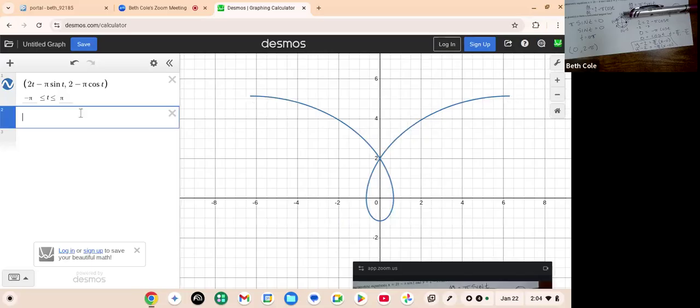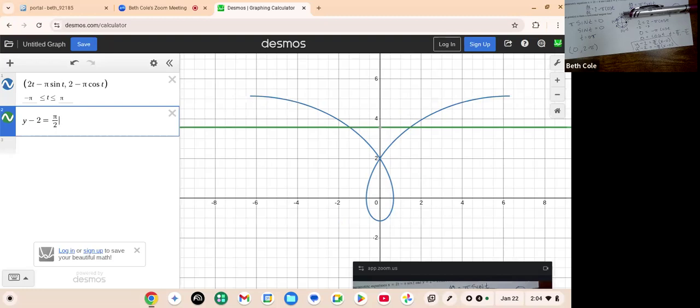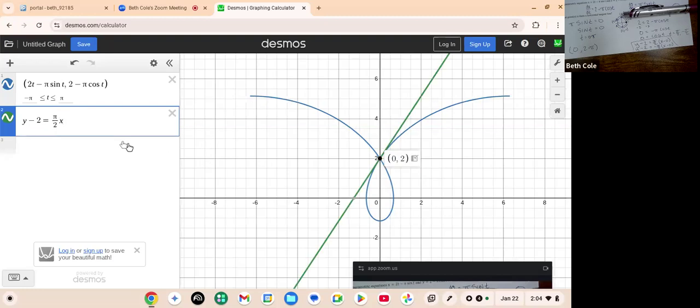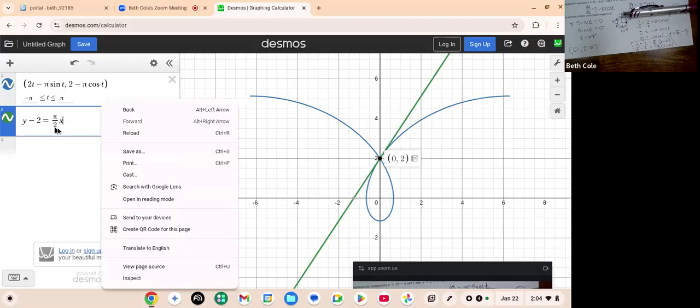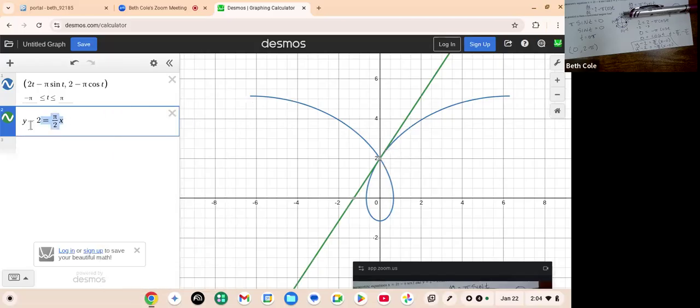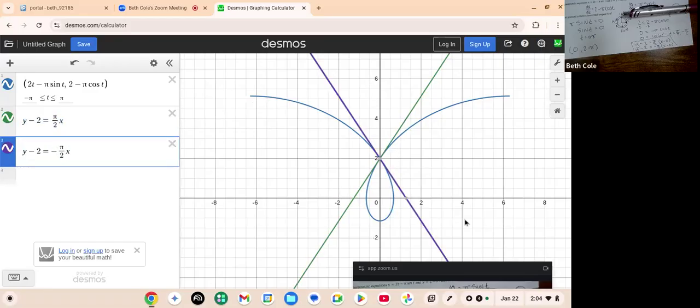Now let me put in the tangent lines. It was y minus 2 equals pi over 2, I'm just going to write x. Do you see how that's a tangent line there? And then I'm going to copy paste it and change the pi over 2 to negative pi over 2. So do you see why there's two answers there at that point? Isn't that cool? I told you it was a cool picture.